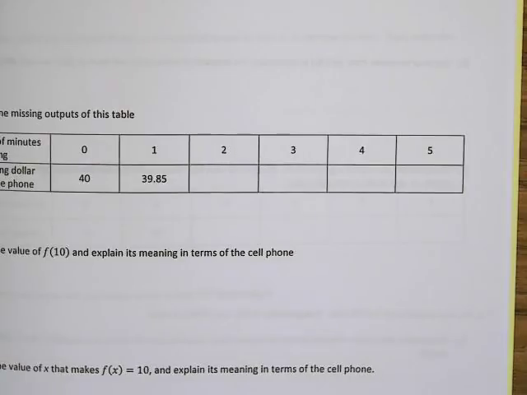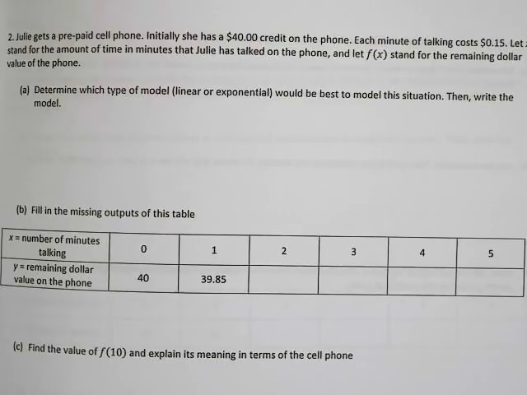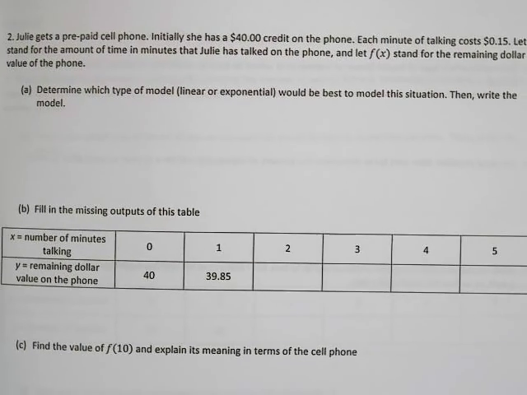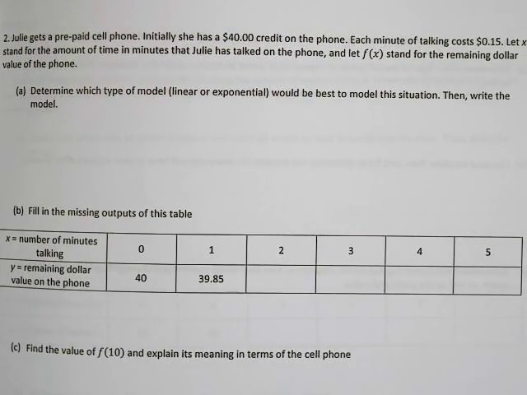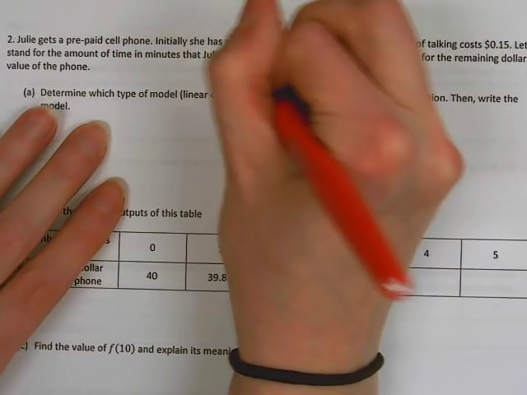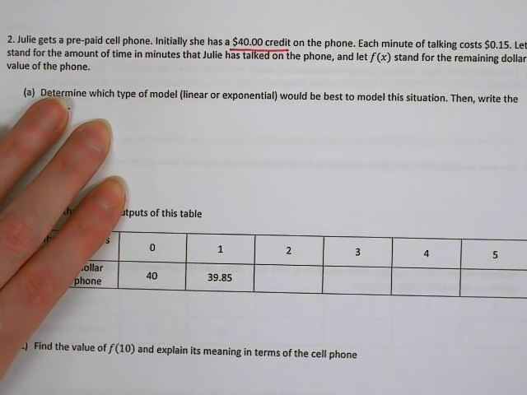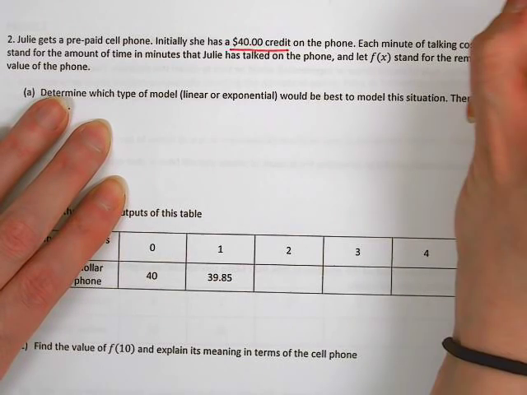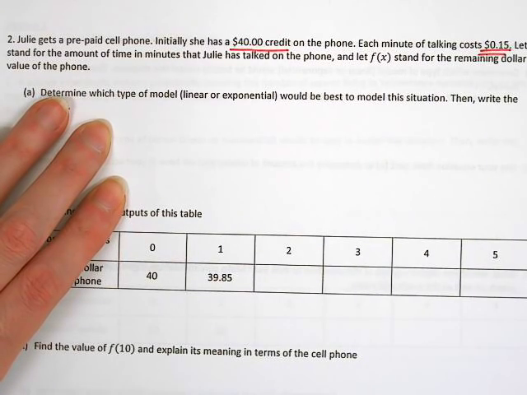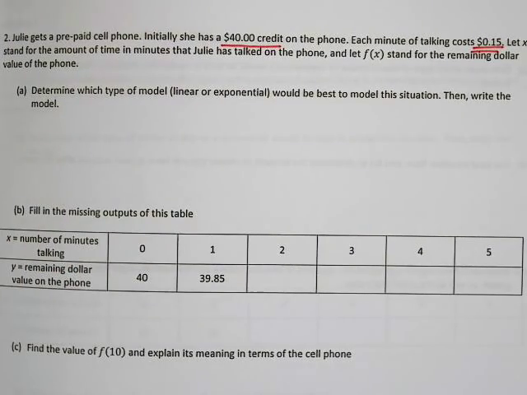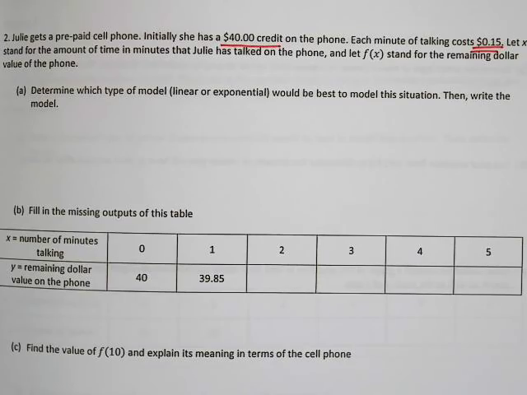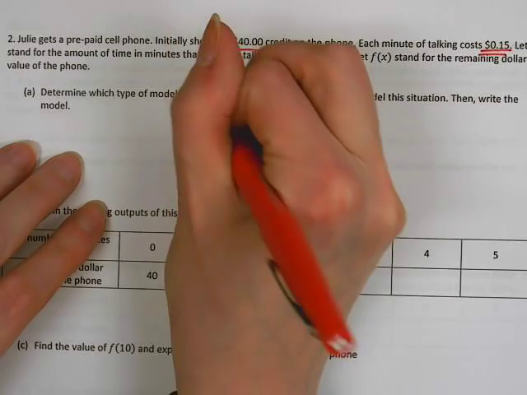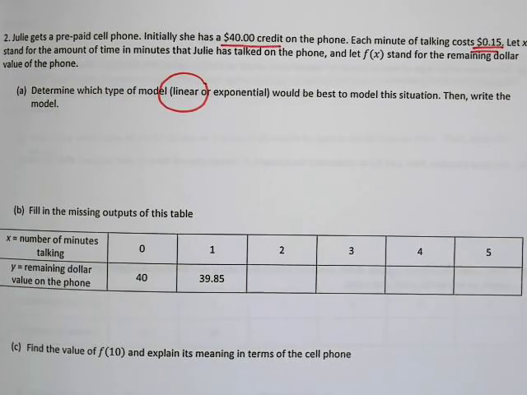Number 2. All right, so let's read about Julie, and let's figure out if it's linear or exponential. So initially, she has a $40 credit. Every minute of talking costs 15 cents. Okay, would that be linear or exponential? Okay, so it's 40 bucks, and then it keeps costing 15 cents each minute. That would be linear because you're losing 15 cents a minute.